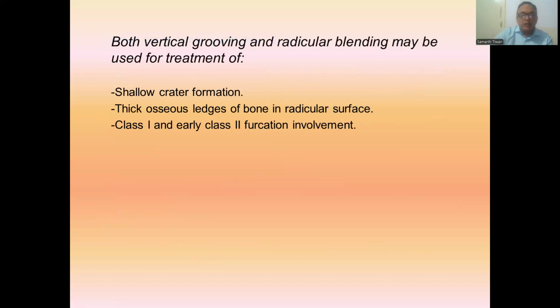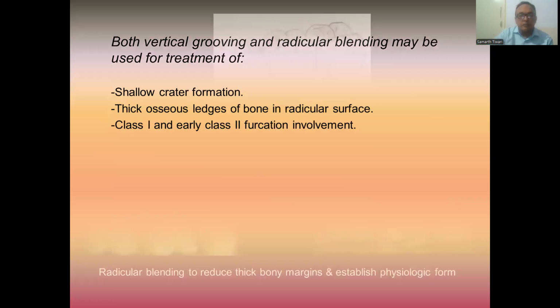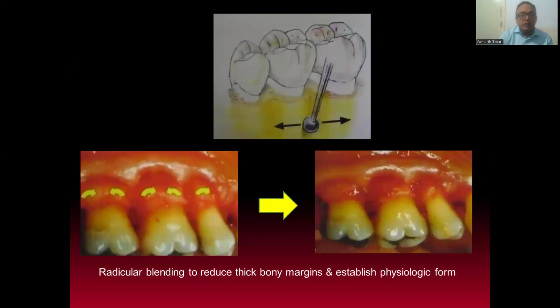Both vertical grooving and radicular blending may be used for treatment of shallow crater formation, thick osseous ledges of bone on the radicular surface, and class 1 and early class 2 furcation involvement. Here we can see radicular blending, which has been done to reduce thick bony margins and establish physiologic bone form.